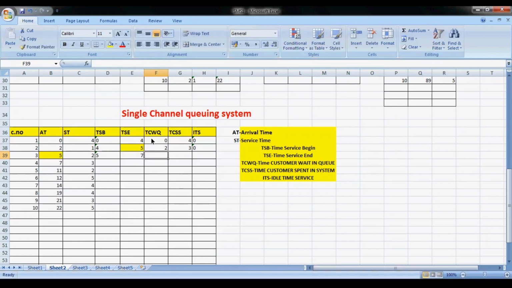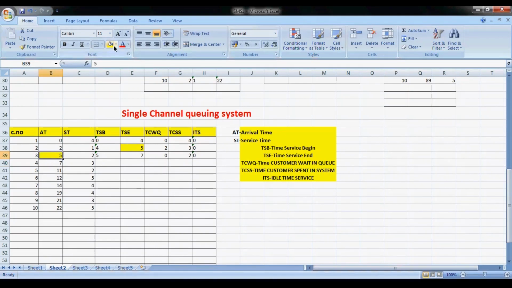So whether the customer is pending in a queue or not: the server is going to finish the operation at 5, and at the same time the customer is coming at 5. It means the customer is not waiting in a queue, 0. To check the time customer spent in a system, it is time service end minus arrival time. So 7 minus 5 is 2, that is time customer spent in a system. And for the idle time of the server, the server finishes the operation at 5 and the customer is coming at time 5, so again the server is not idle, so we will make it 0.